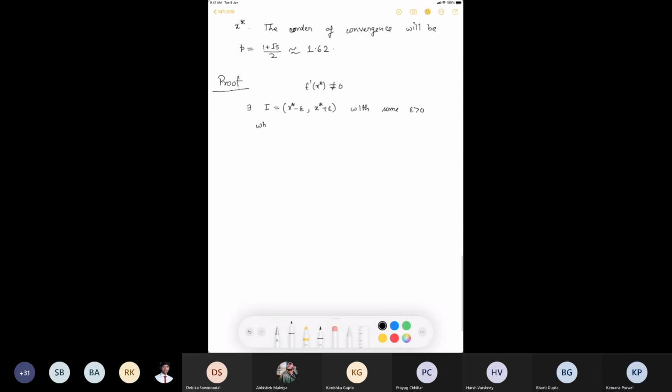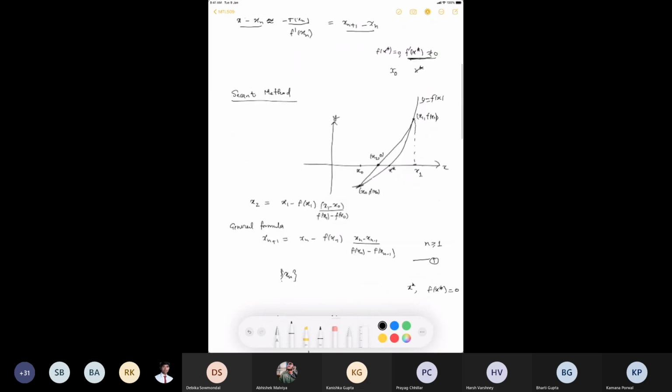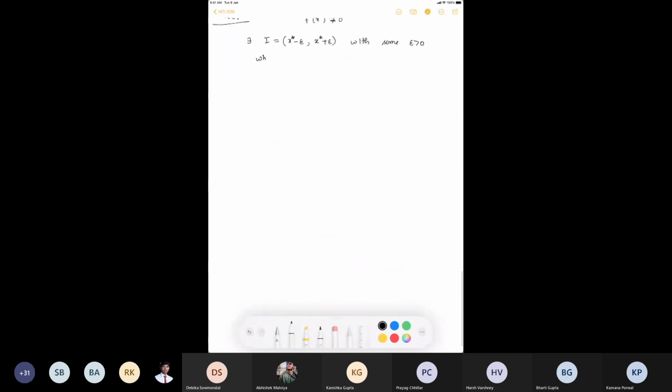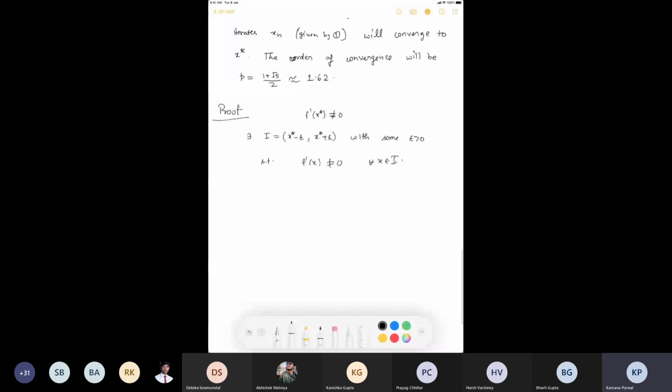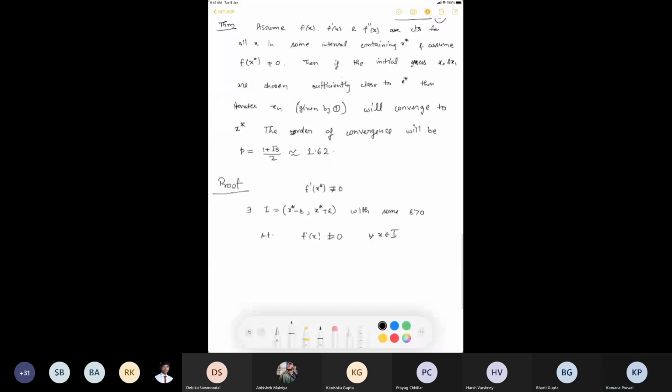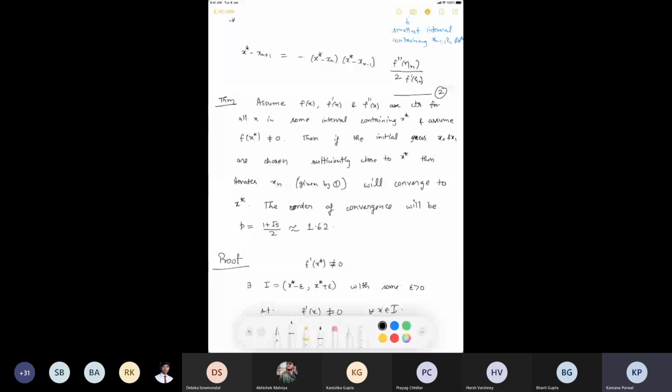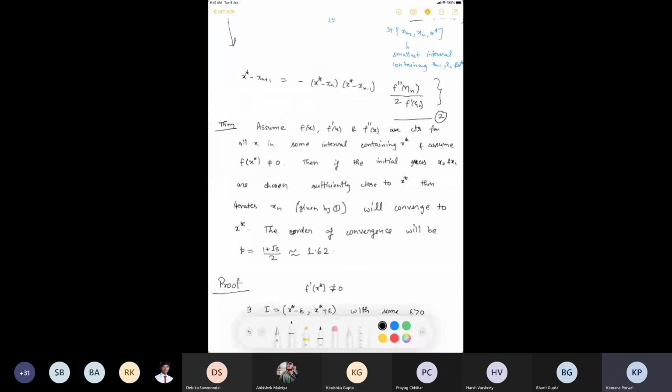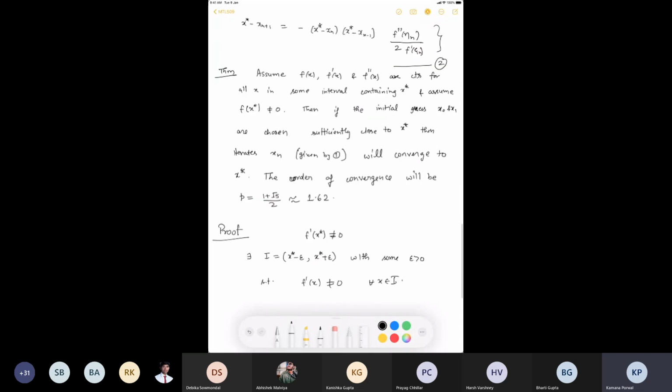Such that f prime of x is not equal to 0 for all x in I. Okay, so now, under all these assumptions, what we have worked out here makes sense, right? Because I know that f double prime exists, f prime exists. So I'm going to use this equation 2.